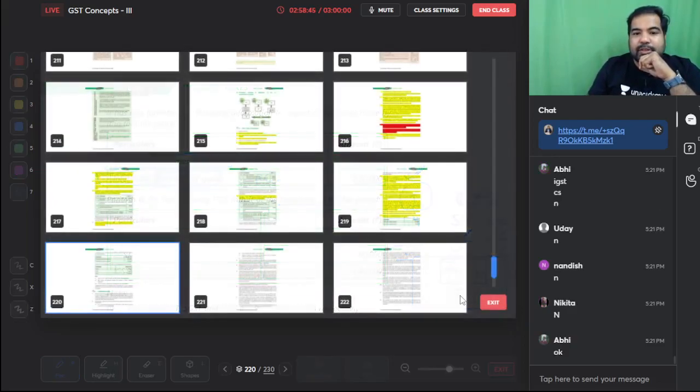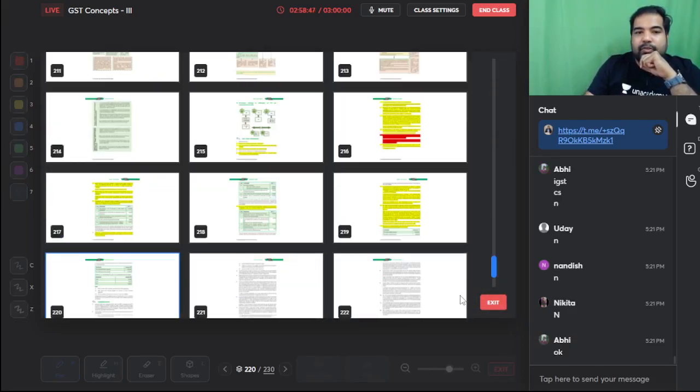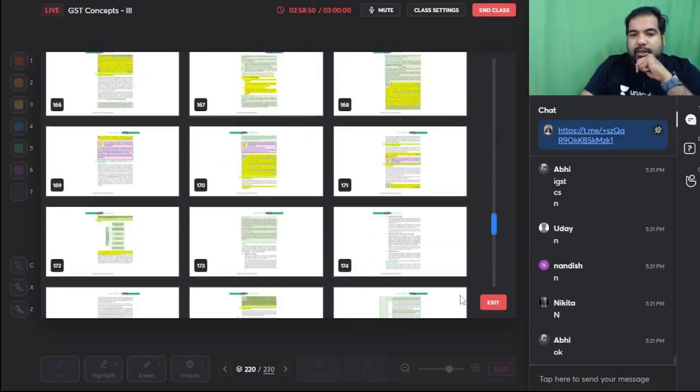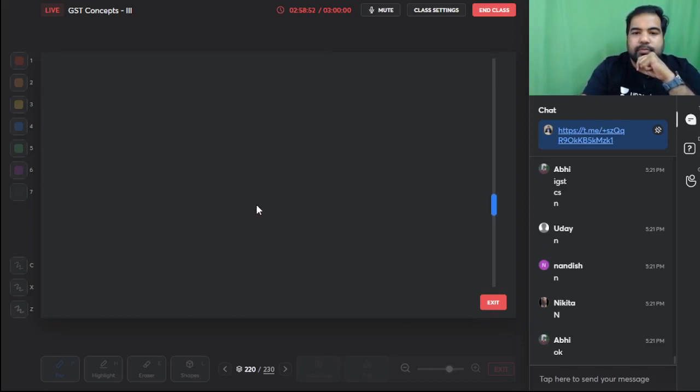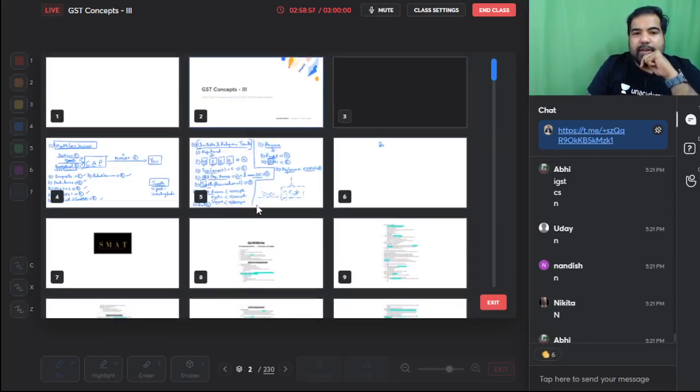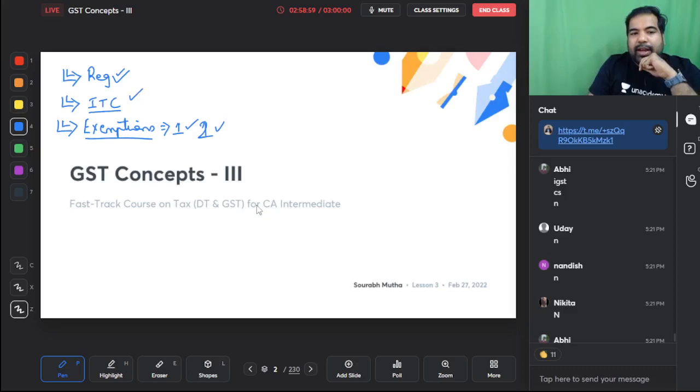So this session was really nice. We finished the target very well. I'm just telling you what was the target in this session. I was not sure we'd finish ITC, but we finished that as well. Today we did ITC, we've done registration, we've done 2 exemptions, and we've done so many sums.